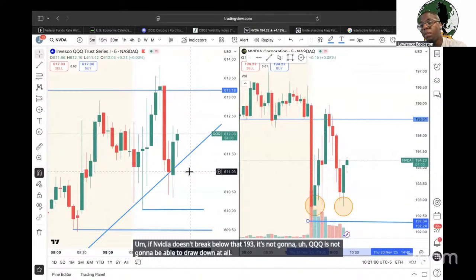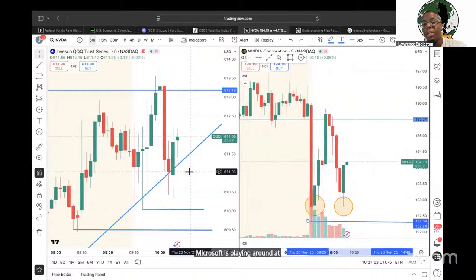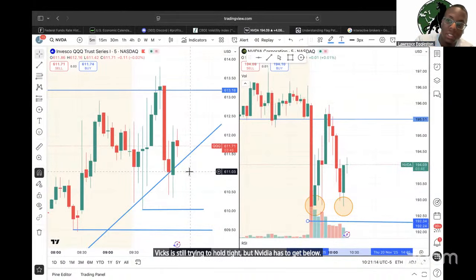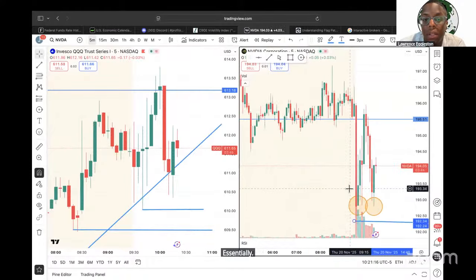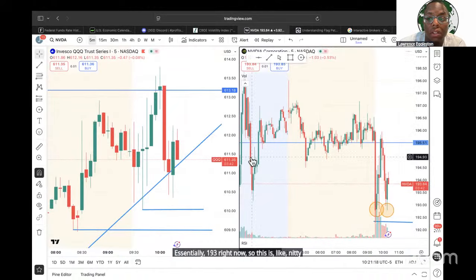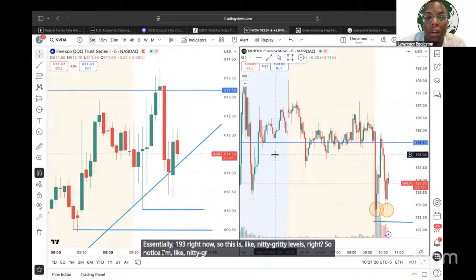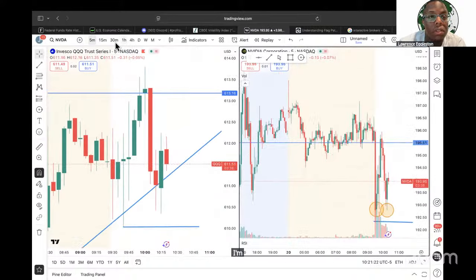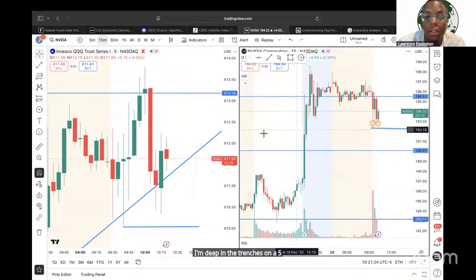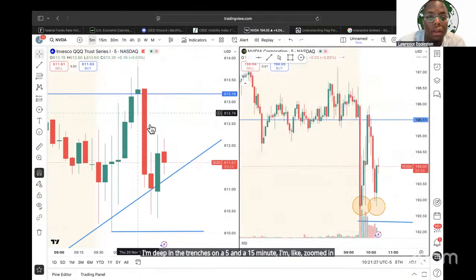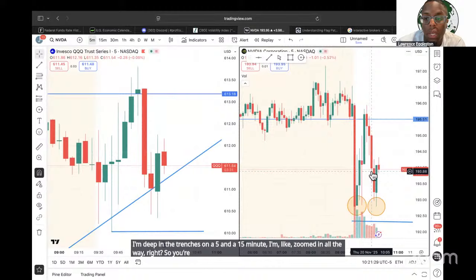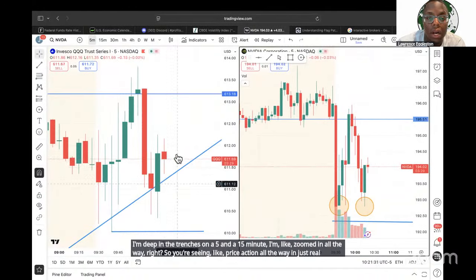Microsoft is playing around at that 492 level right now. The VIX is still trying to hold tight, but Nvidia has to get below essentially 193 right now. So this is like nitty gritty levels, right? I'm deep in the trenches on a 5 and a 15 minute, zoomed in all the way, so you're seeing price action in real time, buying and selling, right?